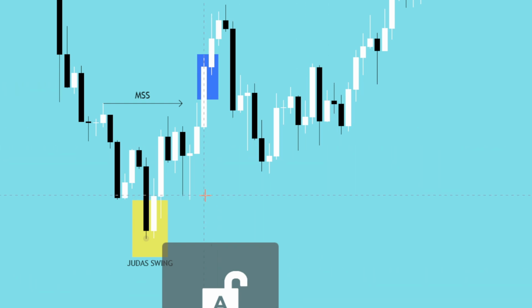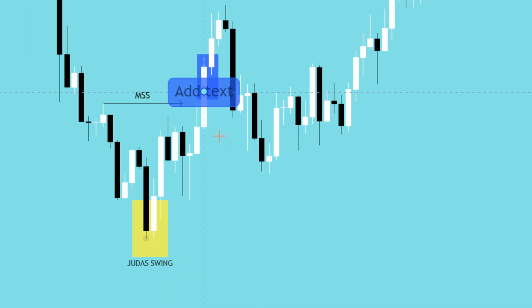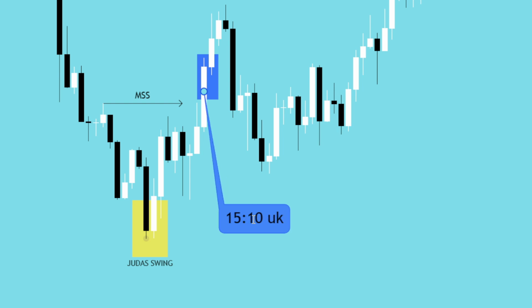So this fair value gap presents at 3:10 UK time. So again, this chart is calibrated to UK time. This is 10 past 15 o'clock, right? 10 past 3 in the afternoon UK time, which calibrates to 10:15 Eastern Standard Time, right?